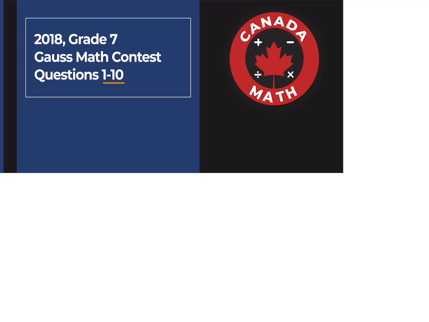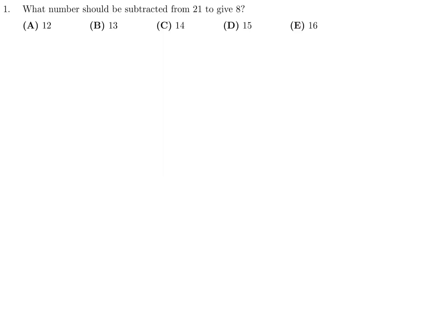Questions 1 through 10 on the 2018 Grade 7 Gauss Math Contest. What number should be subtracted from 21 to give 8? 21 minus x is 8, and therefore 21 minus 8 is equal to x, and therefore x is 13. So number 1, the answer is B.